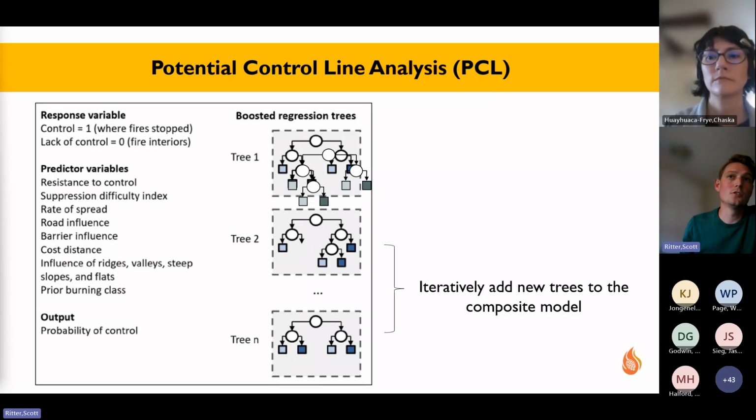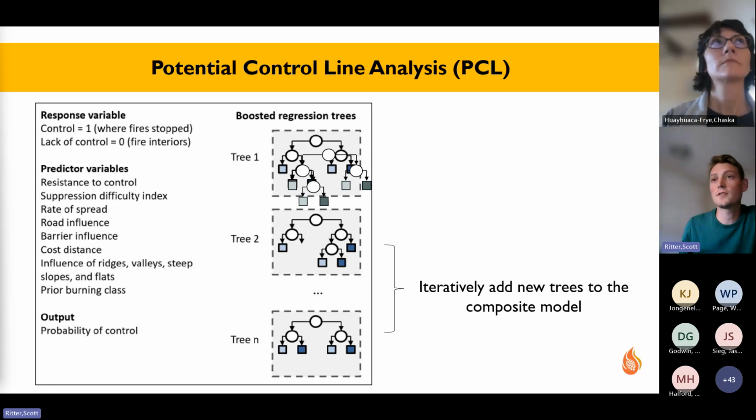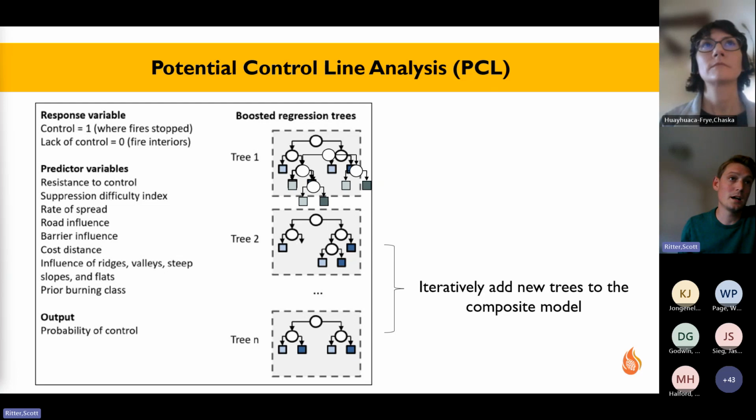And then it looks at all of these predictor variables that are all mapped spatially across the landscape. So resistance to control, that's about line construction. Suppression difficulty index is an input into the model as well. Modeled rate of spread. You have these road influence, so how far is it from a particular road? Barrier influence, how far are you from non-burnable? So whether that's an alpine ridgeline or a water body or a large river.